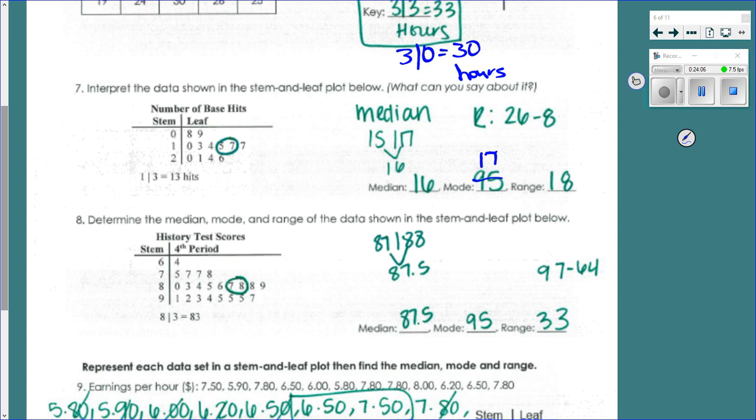Number 7. When I do, I count. The median is there between the 15 and the 17. So I have a median of 16. My mode, the one that showed up more than once, was 17. My range is 18. It went from 8 to 26.